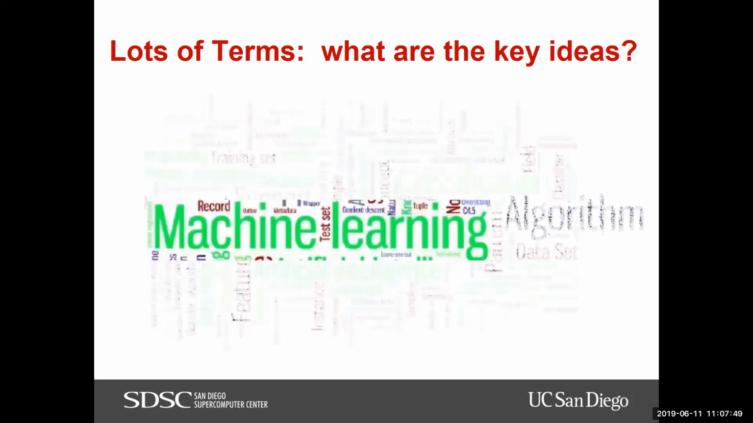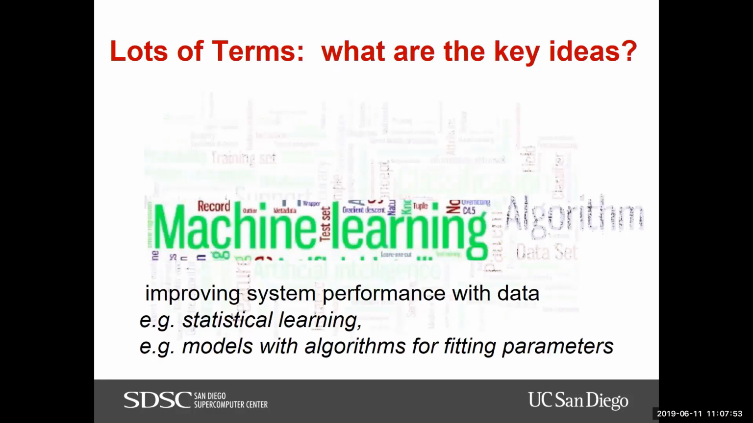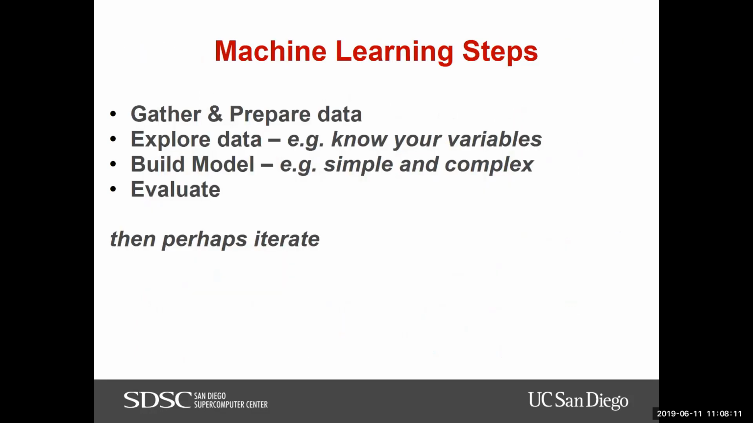Okay, but really machine learning, I think, is the term that we're going to try to understand better. In a sense, what we mean by machine learning is improving system performance with data, such as statistical learning, also having models where you fit parameters so you can learn some kind of function. And when we talk about machine learning, we are typically talking about a process where we gather and prepare data, we explore the data, we build a model, and we evaluate, and then you iterate.